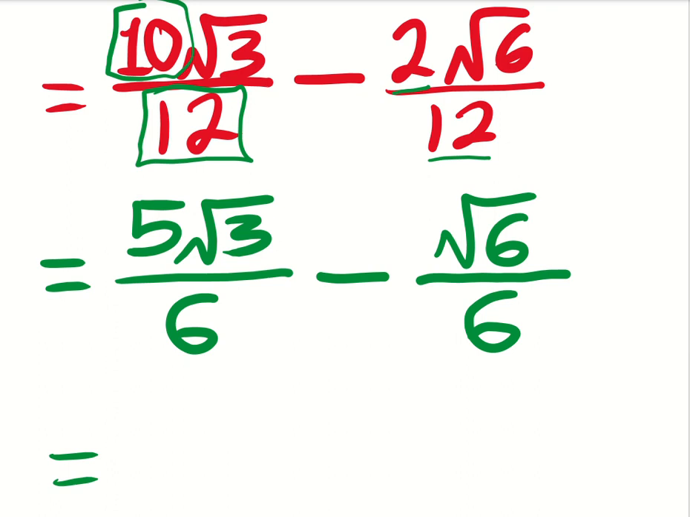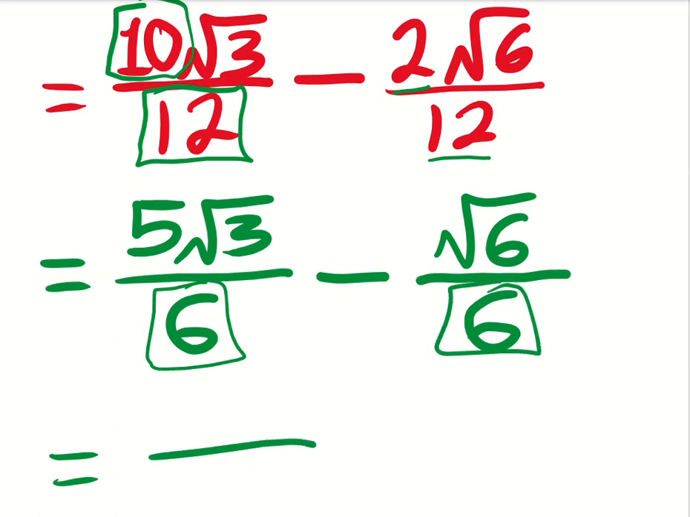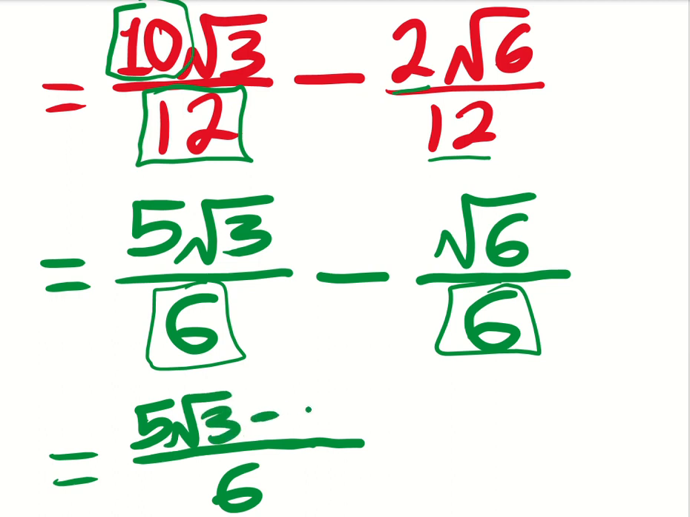The next step will just be to put all the numerators over the same denominator. Why? Because the denominator is the same. It's 6 and 6, right? So I can just write one denominator of 6, and I write both the numerators on top of the same 6. So I write 5 square root 3 minus square root 6. Then you are done, guys. This is very simple. This is your answer.